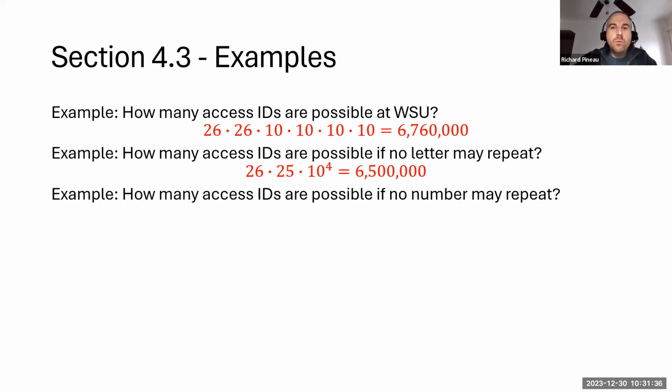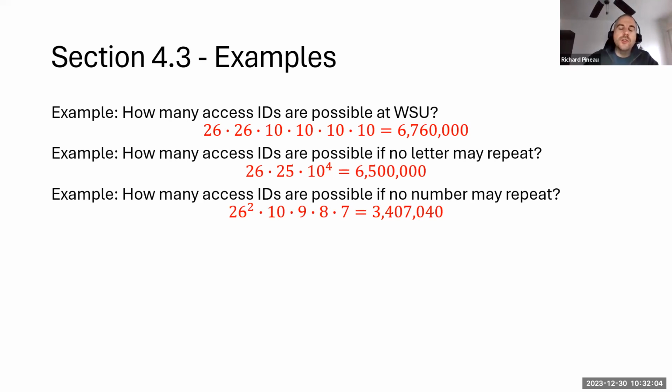Similarly, what happens if no number can repeat? So letters can repeat, so that would remain 26 times 26. But what about the numbers? Well, for the first number we would have a possibility of 10 choices. Okay, let's say I picked 4. The second number could not be 4, so there would be 1 less. There would be 9, and for the third, there would be another 1 less. That would be 8, and 7, etc.